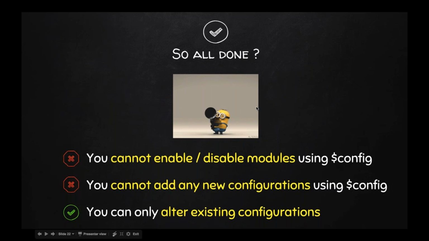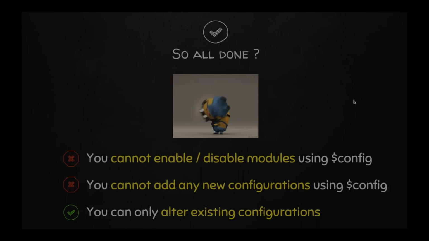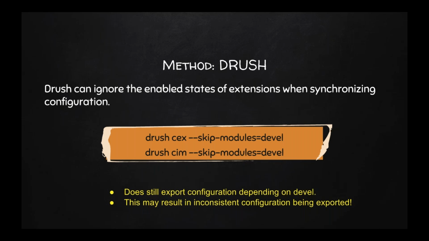We have seen that I can alter my system logging and control my cache settings, but how do I go about modules? How can I disable and enable modules on different environments? We will be checking how we can do that. The one way is to use Drush. Drush has a skip-modules flag where you can specify the name of the module, and while exporting the configurations, Drush will ignore the settings for this module.